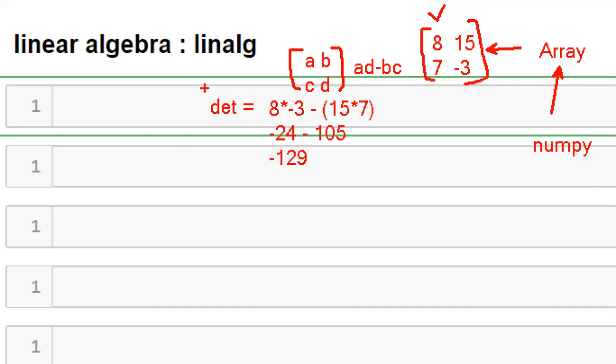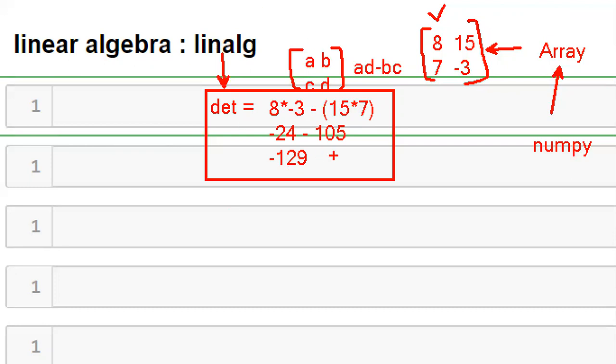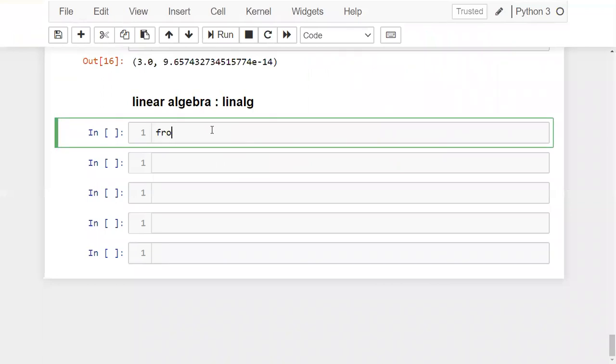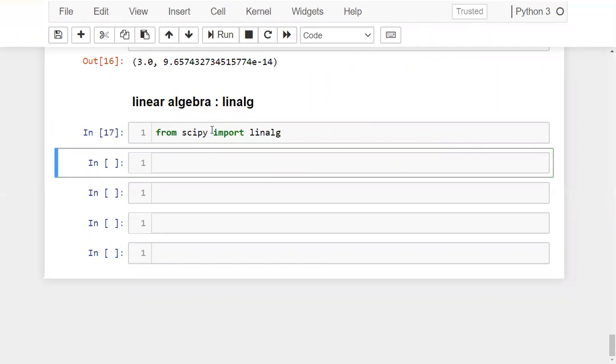So if you want to find out the det of any matrix, then you can use the function det, which is declared inside this linalg sub package. Okay, so first you need to create an array from the NumPy package and use that array as your matrix to find the det value. Now first import this linalg from the SciPy package. From SciPy, import linalg. Okay, now your linear algebra sub package is imported.